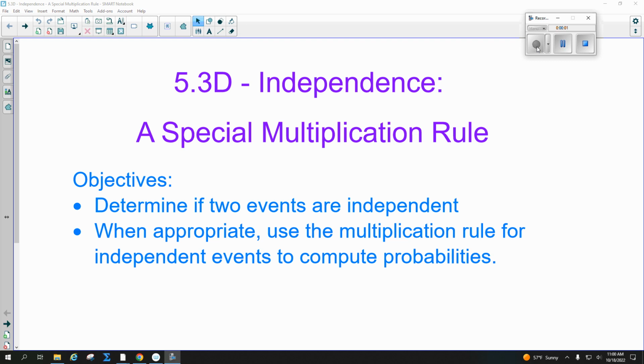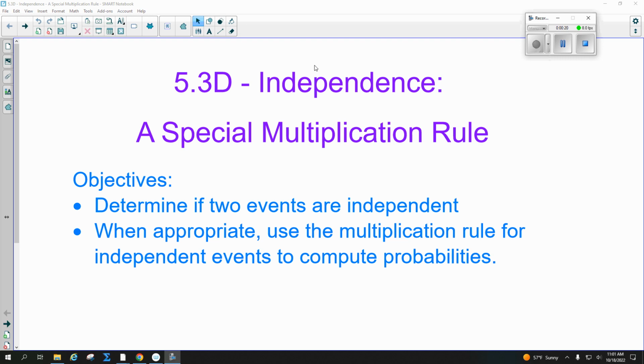Hey guys, this is the last new thing we are going to learn from chapter 5. Then we have 3 review days, so your test is next Wednesday, all right? Today's goals: determine if 2 events are independent. That's the first thing we're going to do. And then, when appropriate, use the multiplication rule for independent events to compute probabilities.